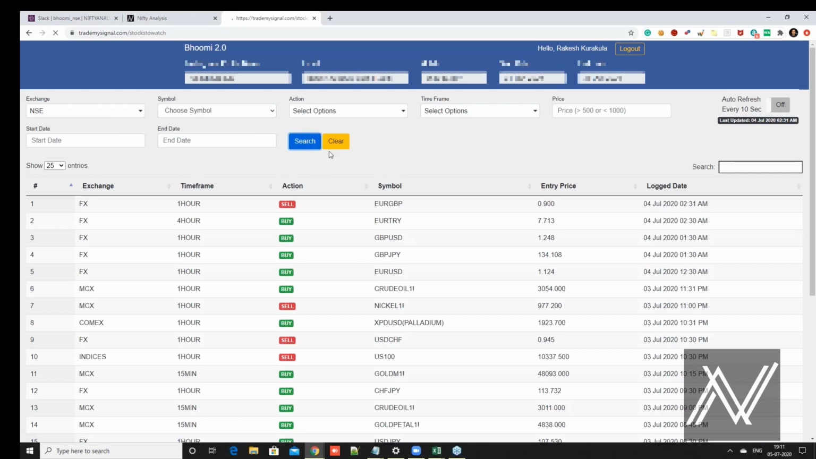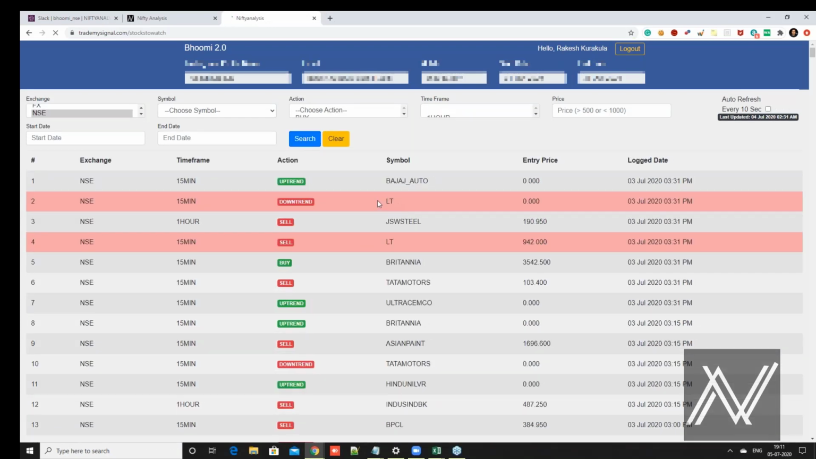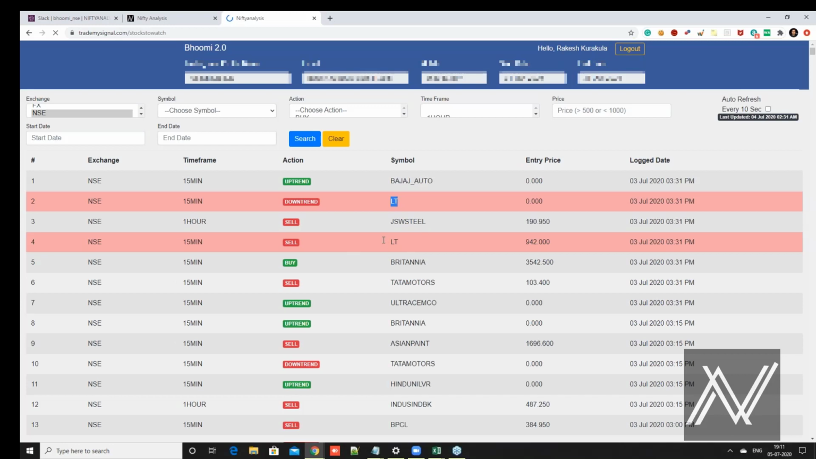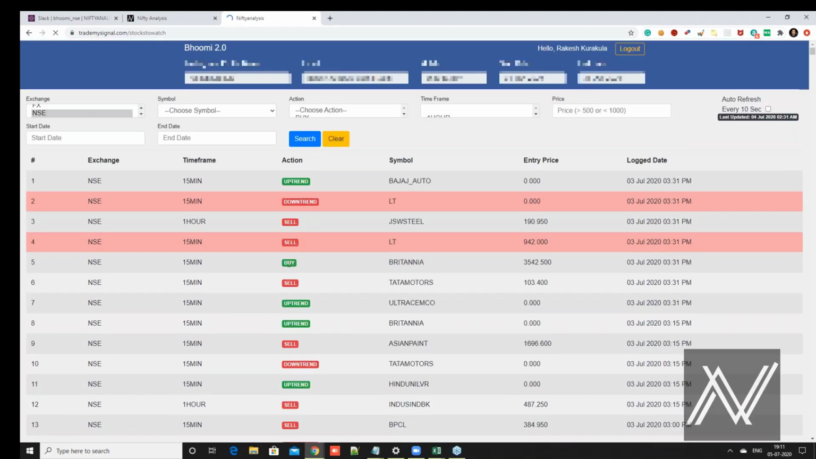I just chose NSE and I click on search, and this is how the purple candles are highlighted. Whatever you see as a dark background in red is a sell side purple candle. All right, and the buy side shows a buy label and the sell side shows a sell label. The uptrend is the green star and the downtrend is the red star. So this is how it is depicted in the screener.